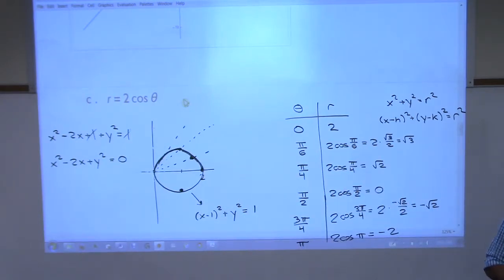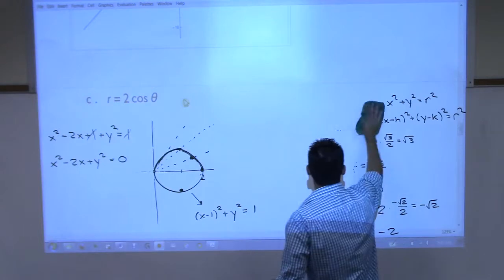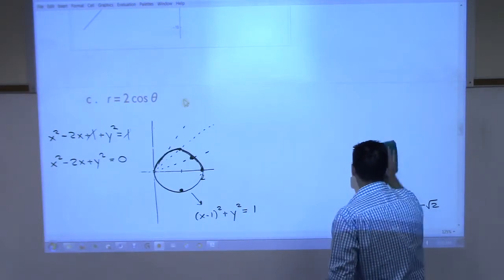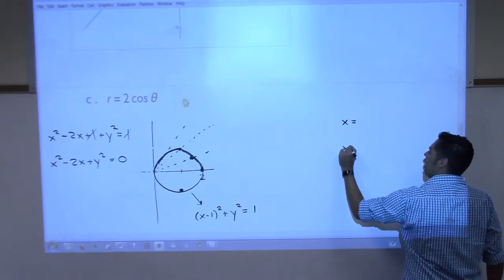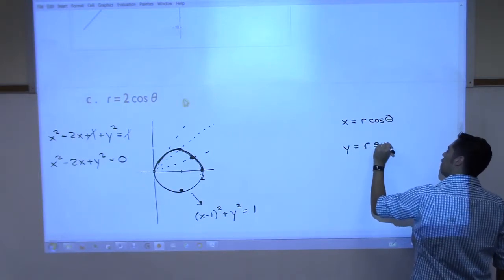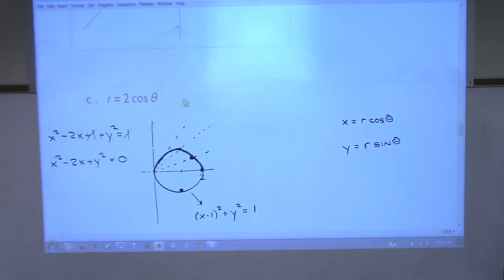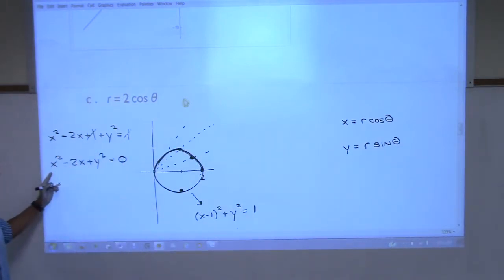Now, what was the standard conversion to go from Cartesian to polar? You'll need to remember what these were. Cartesian to polar. What was x and what was y? x is r cosine theta, y is r sine theta, right? Isn't that the equation for x and y? So go to this equation here and replace x with r cosine theta and replace y with r sine theta. And let's see what we get.